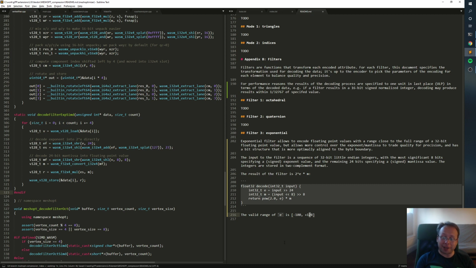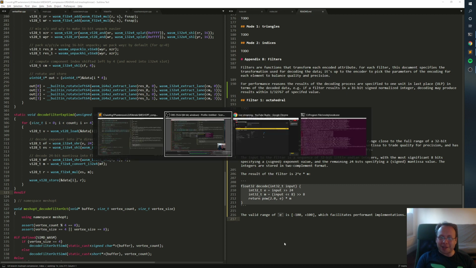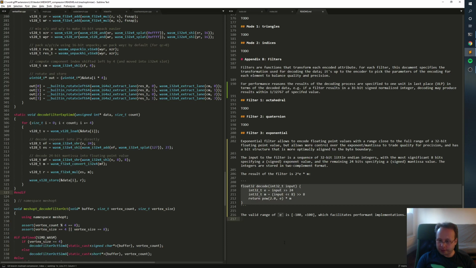I kind of was thinking, which facilitates, I don't know, performant implementations. But also, if you really need, as part of a GLTF file, to encode something like 2 to the power of 100, you're probably making a mistake somewhere. All right. So, and that's kind of it.